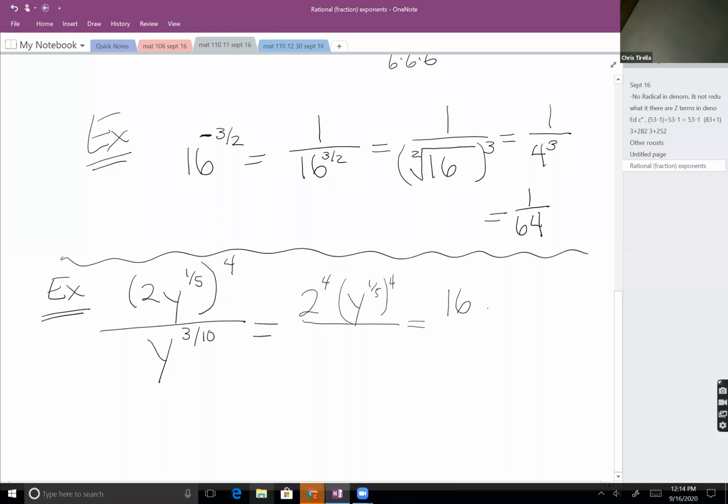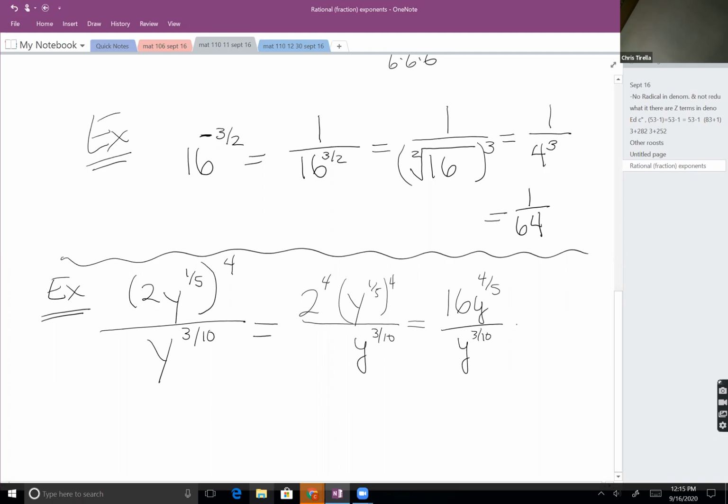Now I want to ask you folks, when I raise a power to a power, what do I do to those exponents? You add them, right? Nope. Multiply. So 1/5 times 4 is 4/5. So that's 16y to the 4/5 over y to the 3/10.